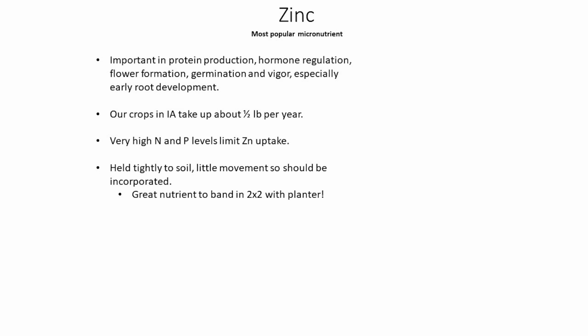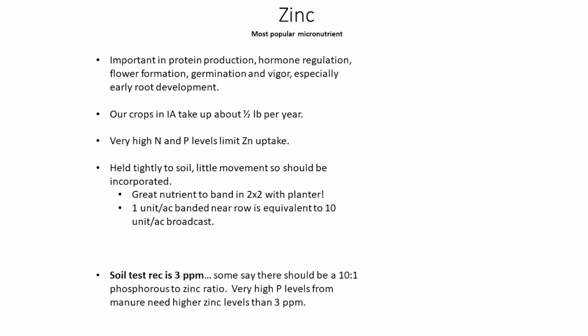So studies have shown that 1 unit of zinc or 1 pound of zinc in a 2x2 is equivalent to 10 units or 10 pounds of zinc broadcasted and incorporated. So you can see there once again the efficiencies of banding our nutrients with the planter, especially when they're a non-mobile nutrient like zinc.